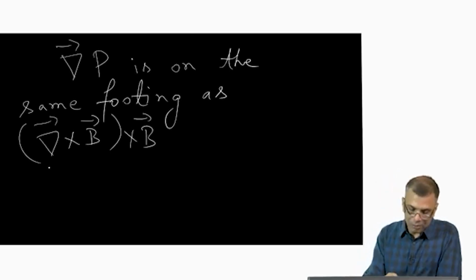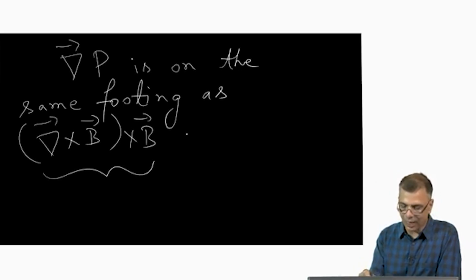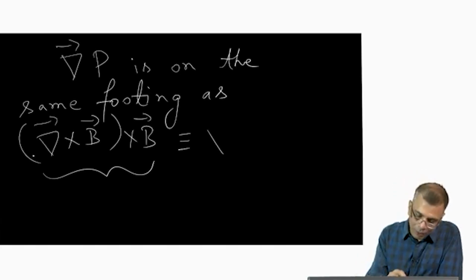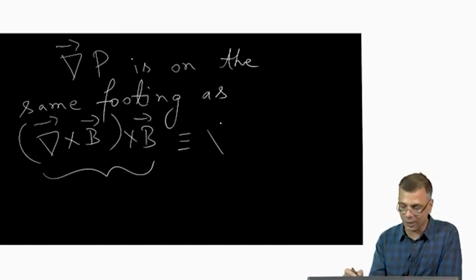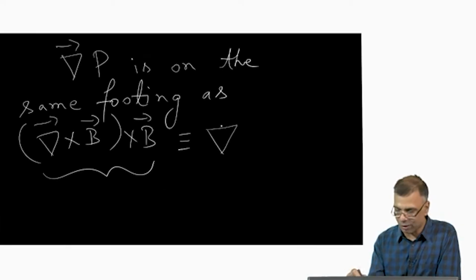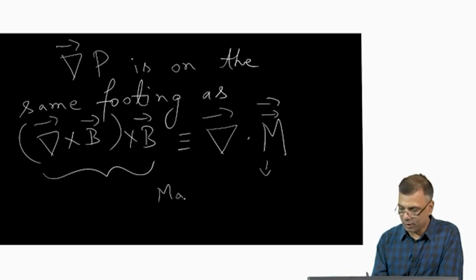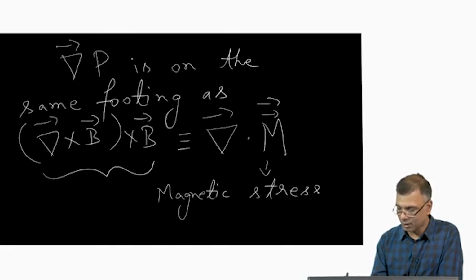Okay, so now you can think of this as, dimension wise it has to be the same as the gradient of a scalar pressure. Finally, when you do this operation, it's on the same footing, yes. So you can think of this as the divergence of the magnetic stress tensor.